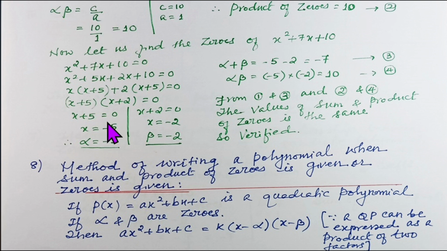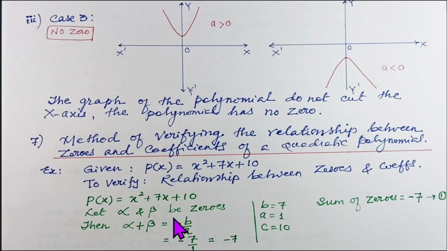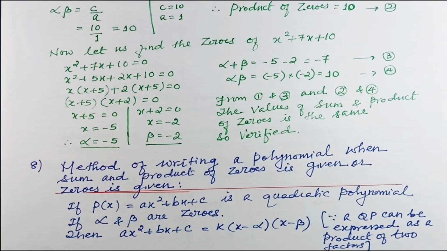So also we can verify alpha plus beta. Alpha plus beta is minus 5 plus minus 2, that is minus 7, and also alpha plus beta is minus b by a, which is also minus 7. So therefore the relationship is verified. Remember that. Okay.